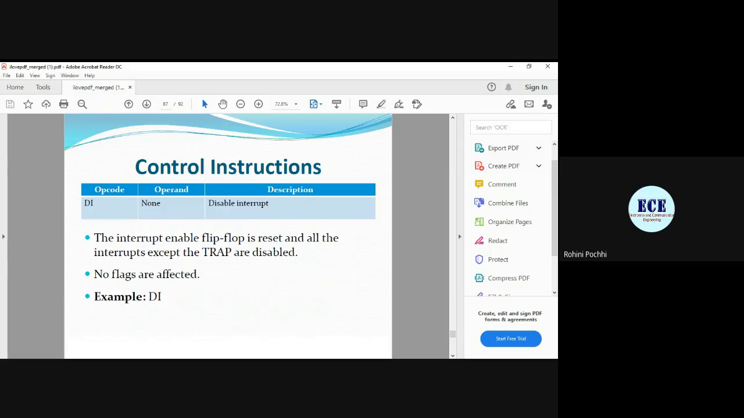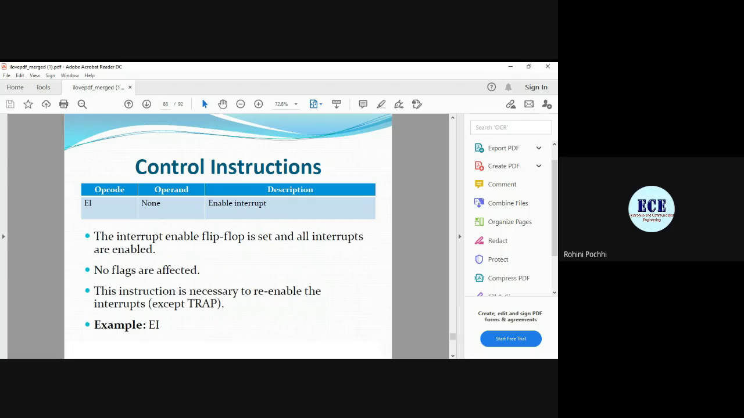DI means disable interrupt. If we had applied the interrupt to the instruction, then we have to disable that interrupt. The interrupt enable flip flop is reset and all interrupts except the trap are disabled. No flags are affected. Enable interrupt: whenever we have to enable the interrupt, then we have to execute the EI instruction.